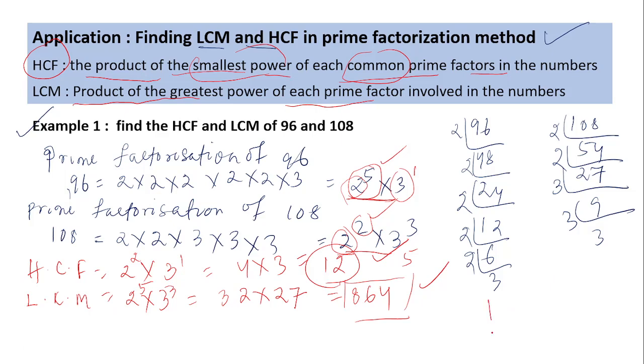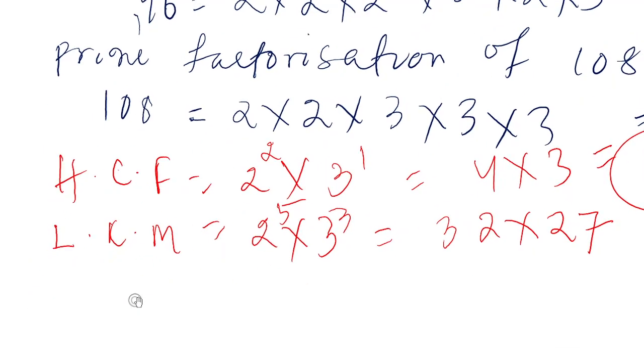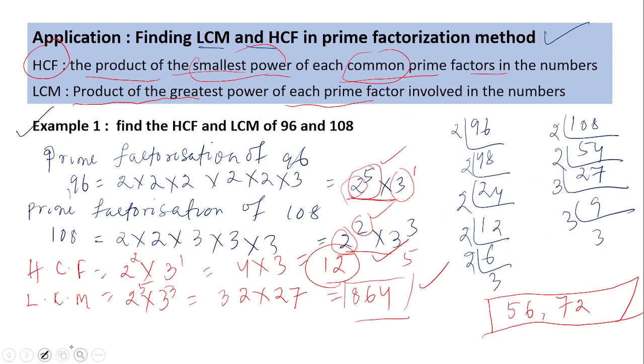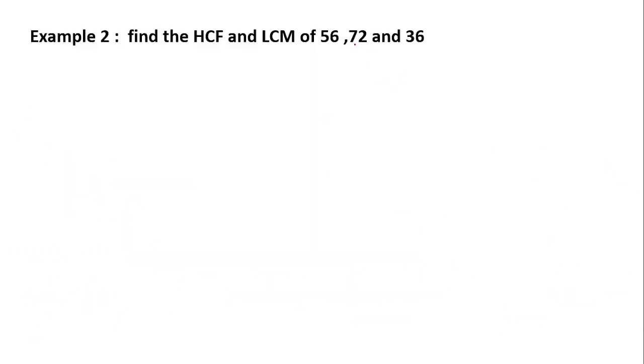Just write down. There is a task for you. You need to write down the LCM of 56 and 72. Next, write down here, there are three numbers. We need to find out the LCM and HCF of three numbers.